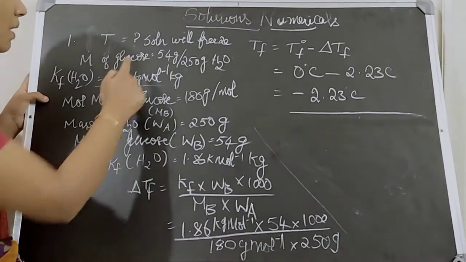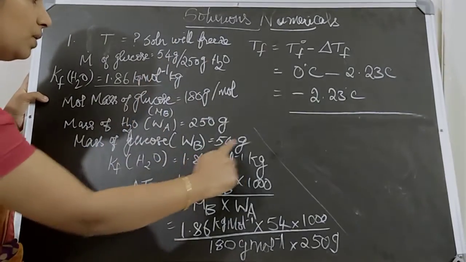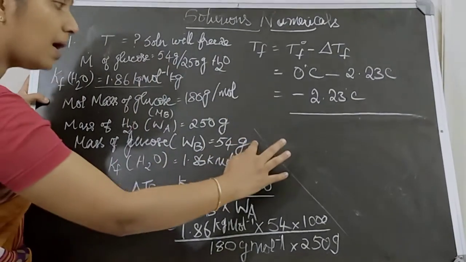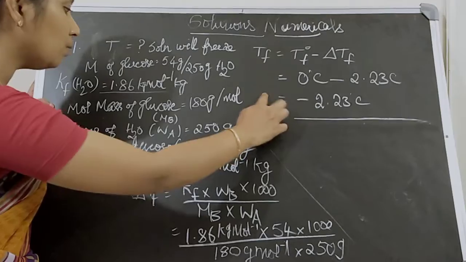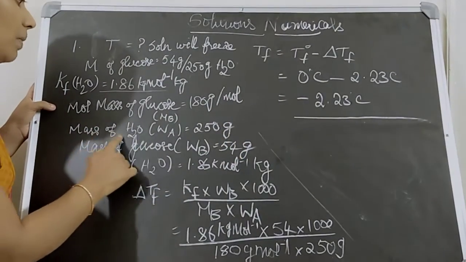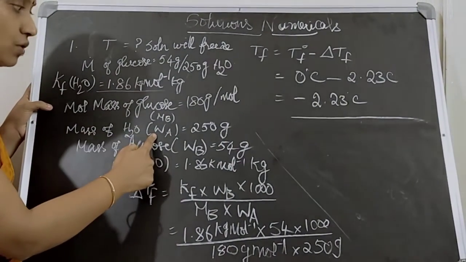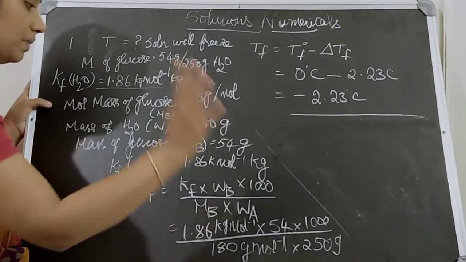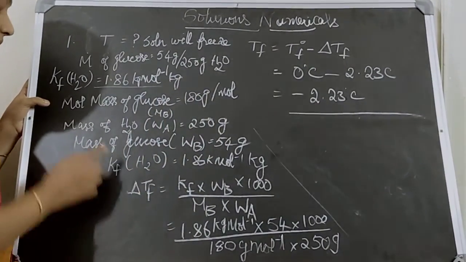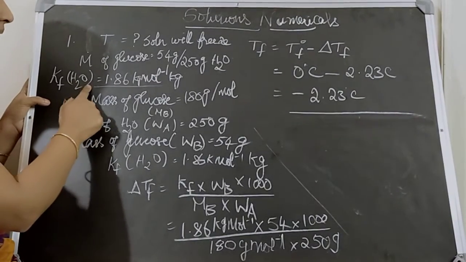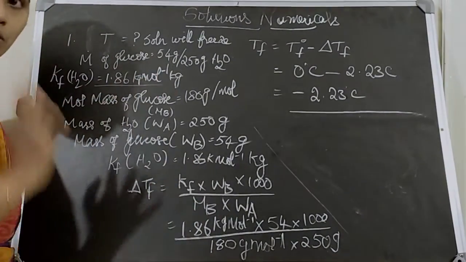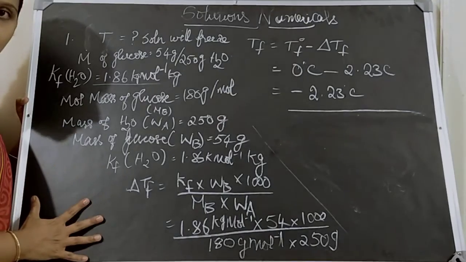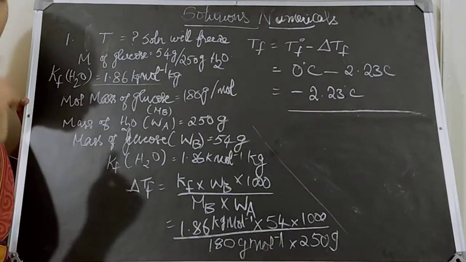What about the mass? Mass is provided in the problem as 54 grams. So mass is given and I have calculated the molar mass. Now what about the mass of water, which is nothing but your weight of component A? It is also provided in the problem as 250 grams. Done. And what is the constant of freezing point? It is 1.86, provided in the problem. So I have to calculate the depression in the freezing point.